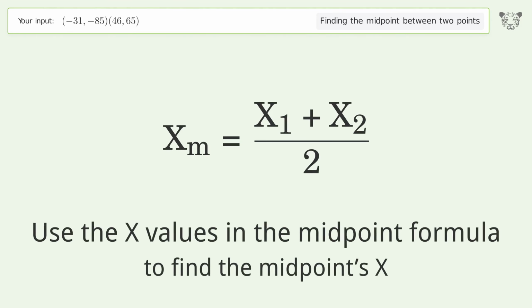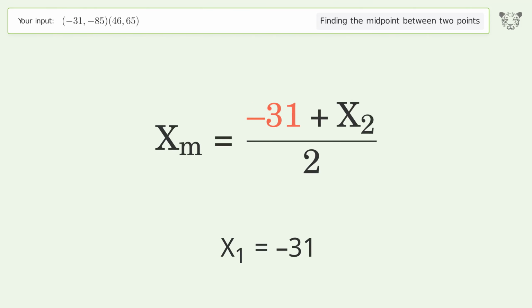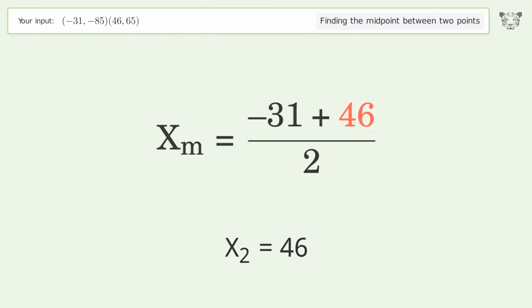Use the x values in the midpoint formula to find the midpoint's x. x1 equals -31. x2 equals 46. Simplify the arithmetic.